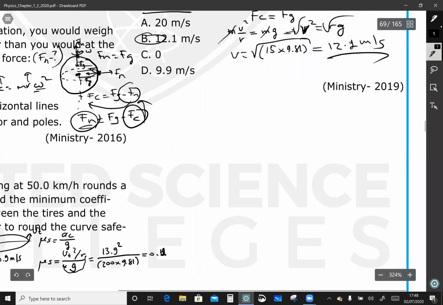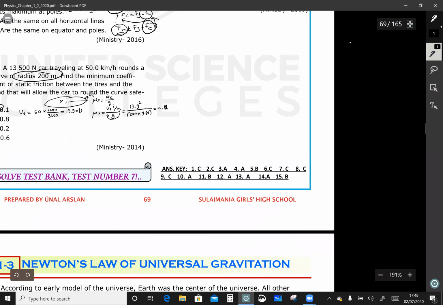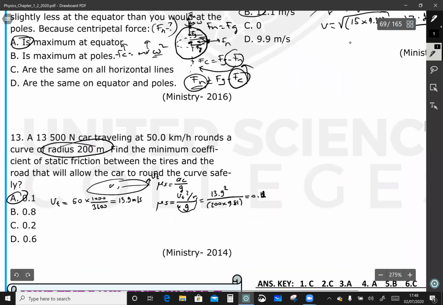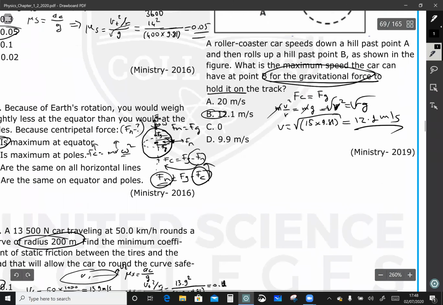And I think we finished. Yes, I have finished all the questions about centripetal force, or application of centripetal force, in chapter 1, section 3.